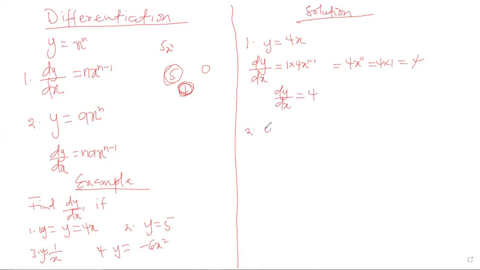Second question is y is equal to 5. And from what I said, you know that this is a constant. And anytime you differentiate a constant, it is equal to 0. So let me explain. So y is equal to this.